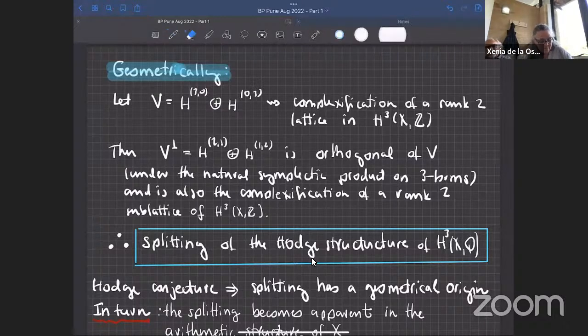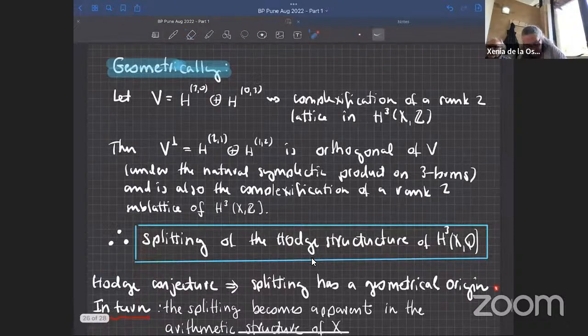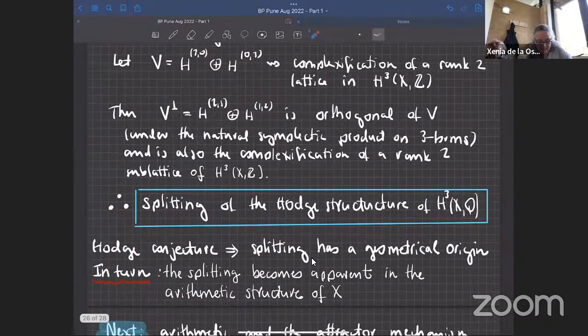So we understand that the Hodge conjecture says that this splitting needs to have a geometrical origin. This part we don't understand yet. We know that there is a conjecture that says that there should be a geometrical origin, but we haven't been able to see it geometrically. You expect to see some elliptic surface inside the manifold, but we haven't been able to find it. We are working on trying to understand this part. But in turn, what happens is that the splitting becomes apparent in the arithmetic structure of X, right? And this is what Philip will talk about.